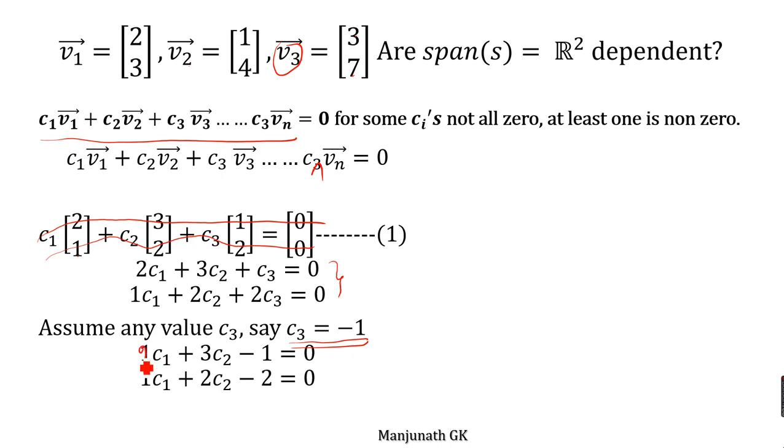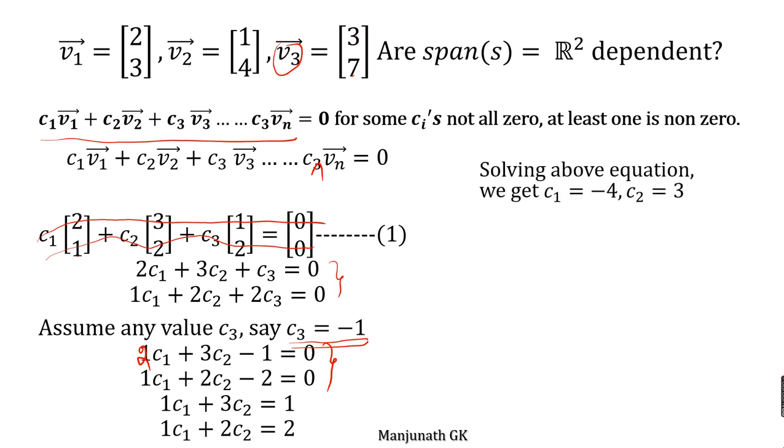Sorry, it is 2. 1 into C1 plus 2 into C2 minus 2, that is equals to 0. Solve these two equations. Solving these two equations, we will get C1 is equals to -4, C2 is equals to 3. Use a calculator and solve the values for C1 and C2.